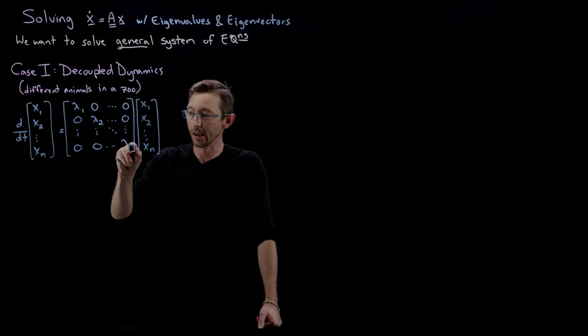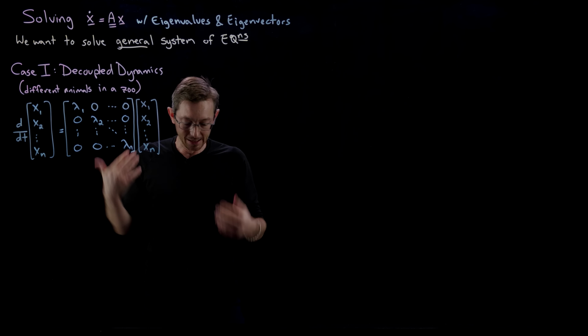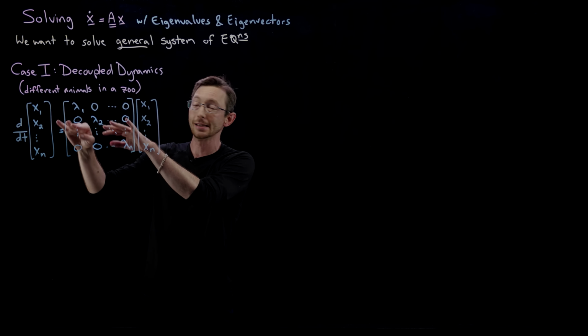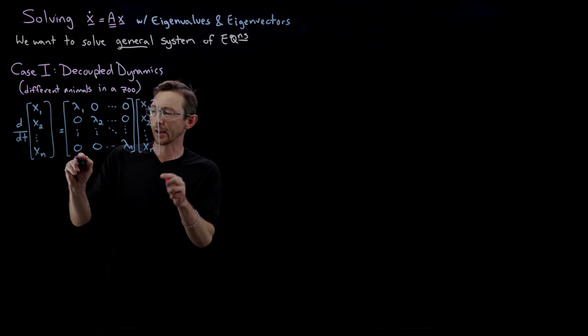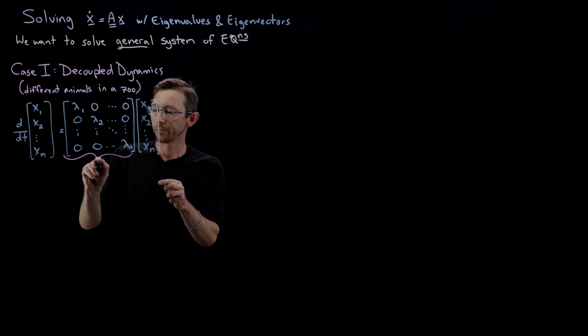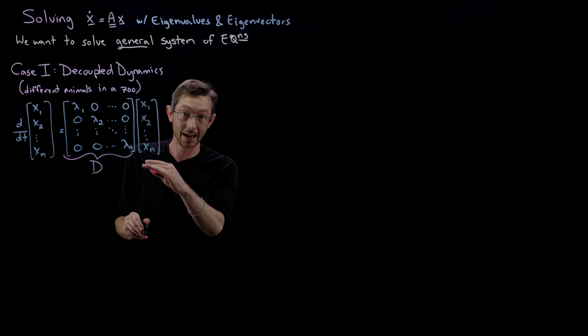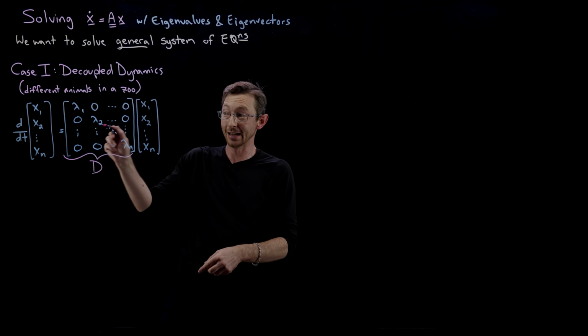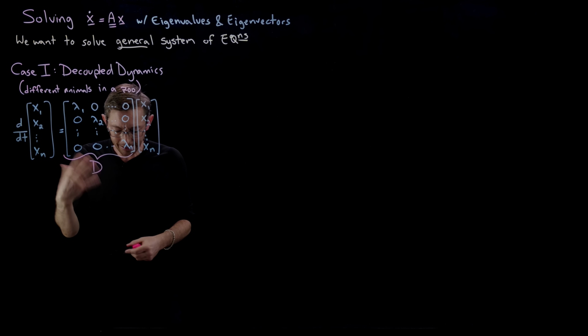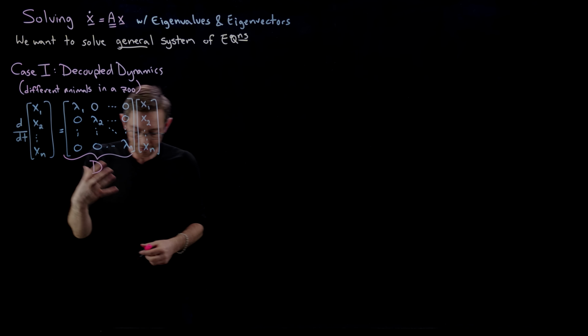So this is really, really simple. In some cases, I didn't even need to write this as a system of differential equations in matrix form. I could have literally just written this as, so before I forget, I'm going to call this matrix D because it's diagonal and decoupled. Okay, so this is a special case of an A matrix where it's diagonal and decoupled. I didn't even have to write it like this.